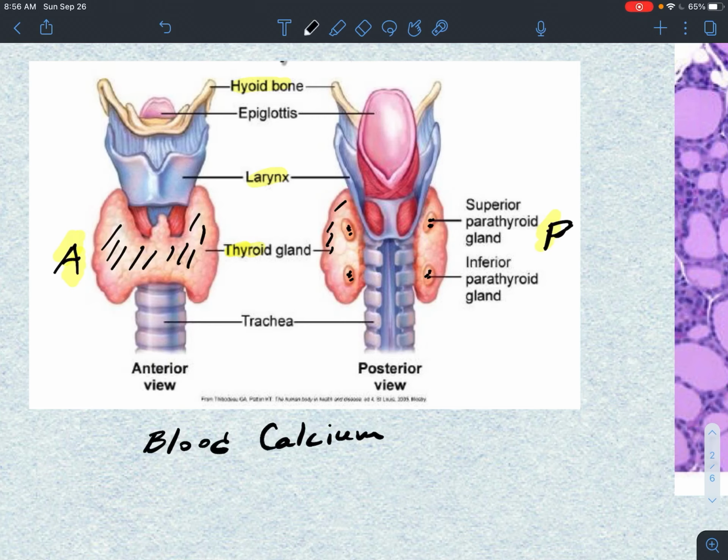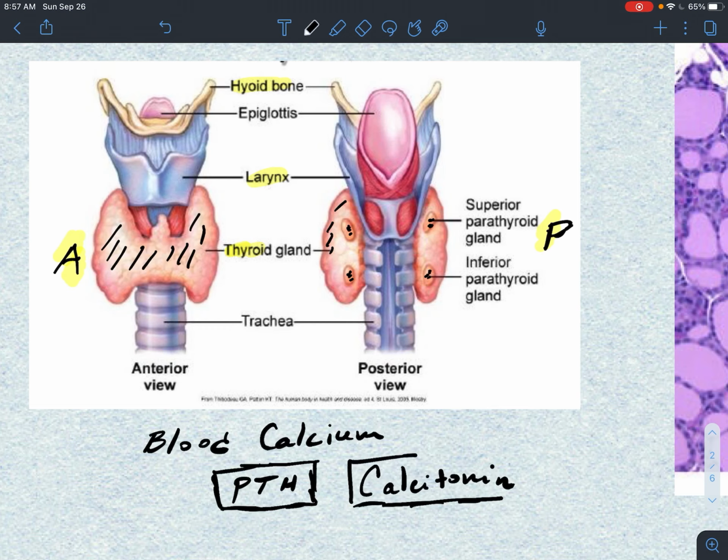One is the parathyroid hormone, right, which is coming out of the parathyroid gland, right? And this was in order to basically increase blood calcium levels. And then you had another hormone that came out of the thyroid gland called calcitonin. And this was in order to deposit calcium into the bone to decrease blood calcium levels.